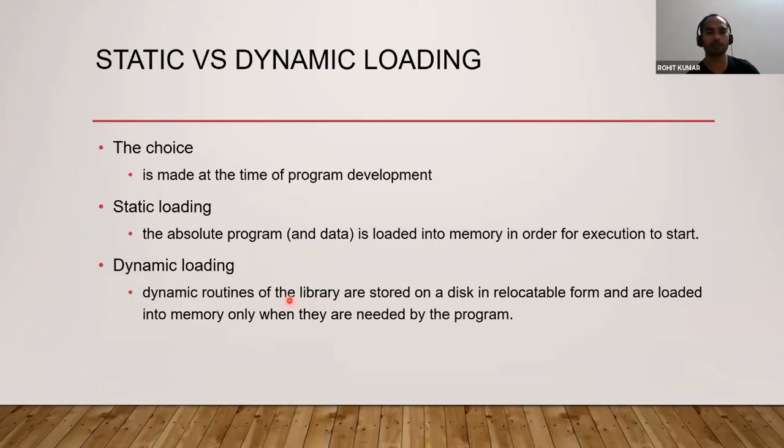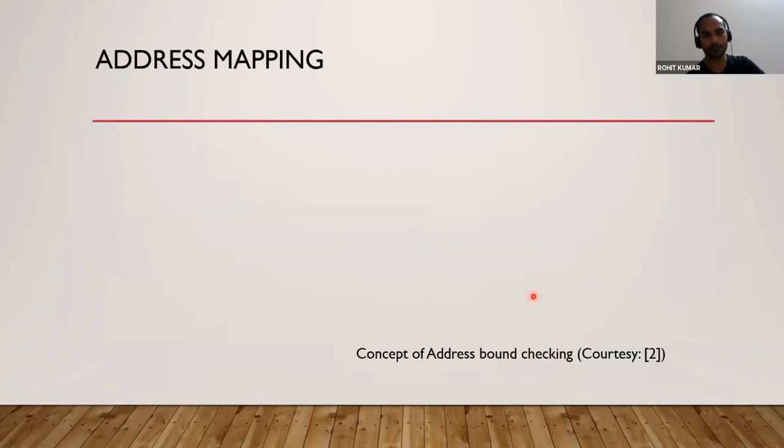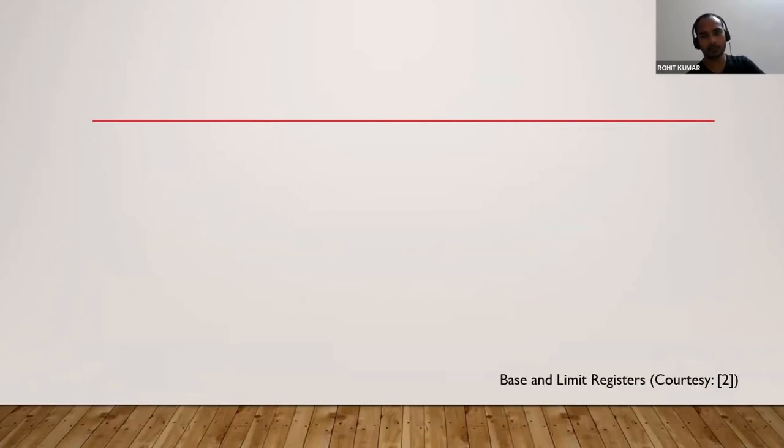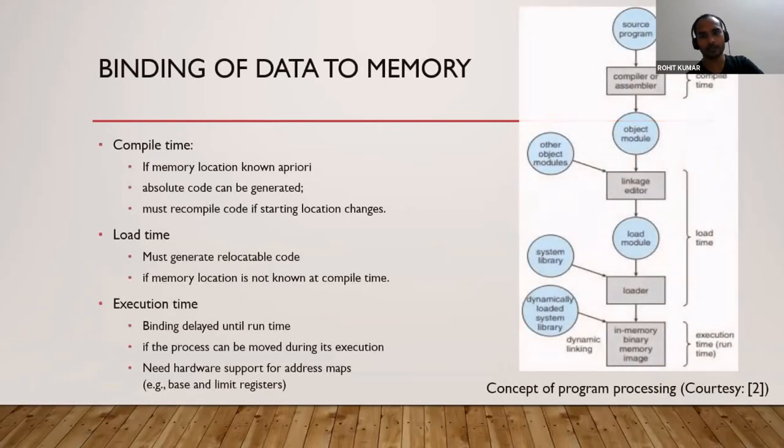Okay, so dynamic loading of the library is stored on a disk in relocatable form. Relocatable form means after the loader, the addresses generated by the loader are called the relocatable addresses. Relocatable addresses are kind of logical addresses. Here, again and again, you will come across this figure because this is the basic figure. So after the loader, you get the relocatable code. In the relocatable code, these modules can get stored in memory anywhere.